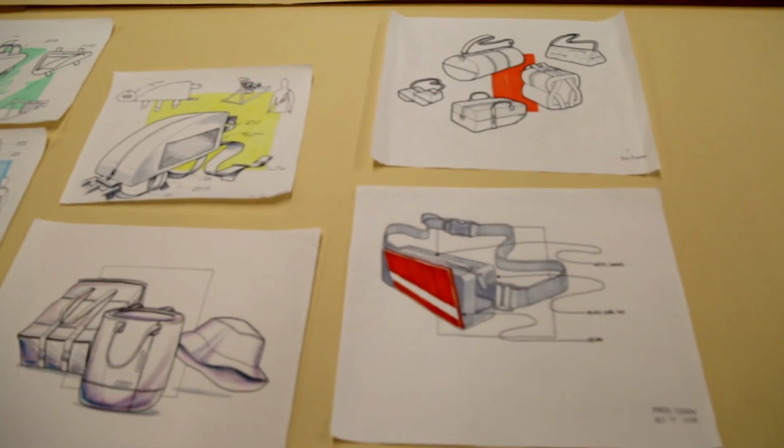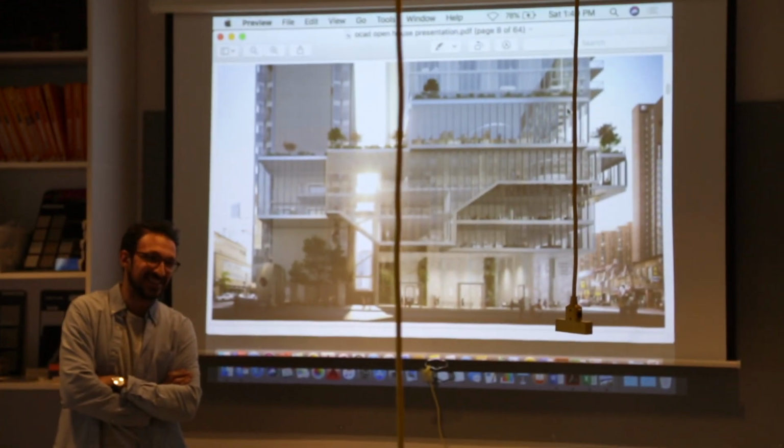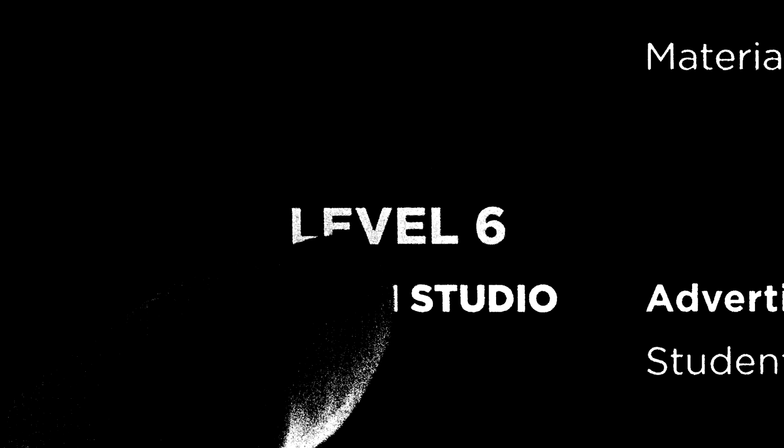Through making objects, we understand how diverse needs can be. By looking at very specific users, we drive innovation.